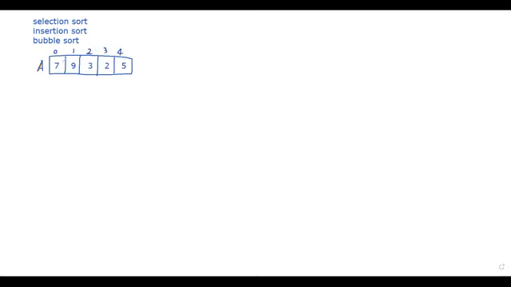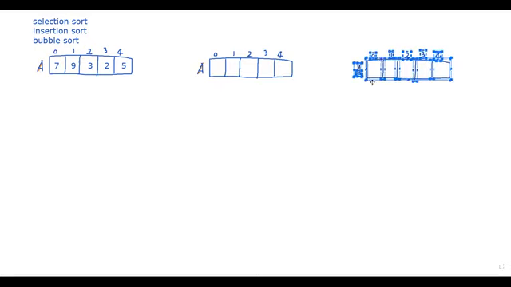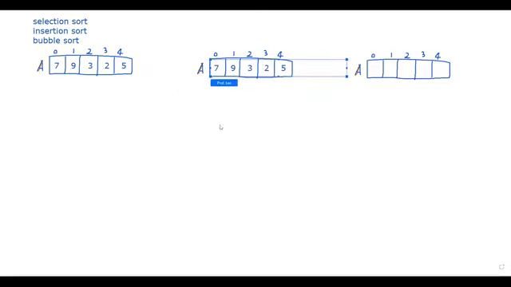Then let me copy this one and paste it for the insertion sort and for the bubble sort. So I have 3 same data, and I'll show you what happens using selection sort, insertion sort, and bubble sort. Let's start from selection sort.